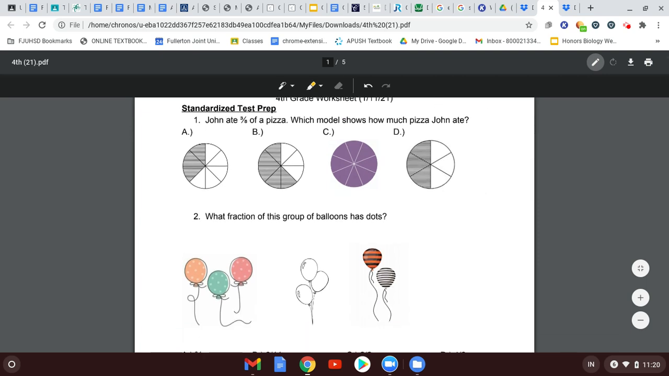Okay, so first, John ate 3/8 of his pizza. Which model shows how much pizza John ate? We will assume that the shaded parts are the parts that John ate. So if we start from here, 1, 2, 3, 4, 5, 6. Out of the 6 parts, 1, 2, 3 parts are eaten. So that's 3/6, which is not 3/8.